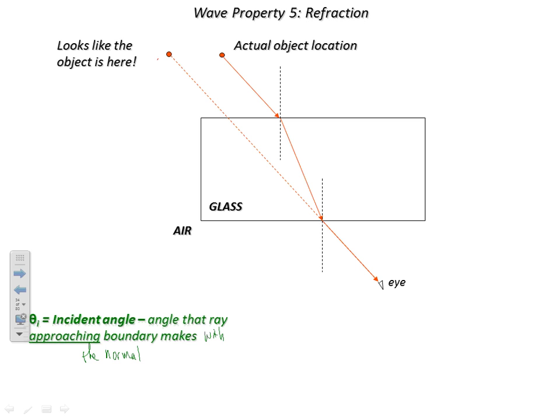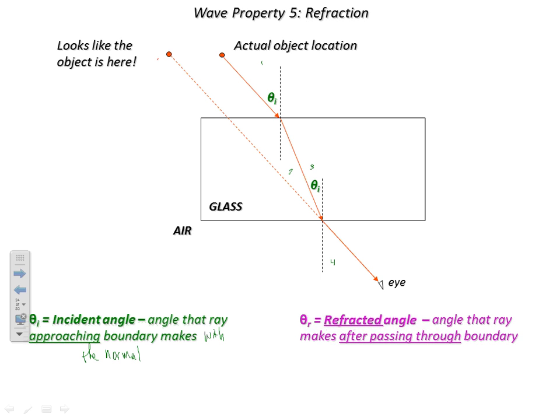All right, so let's call them angles 1, 2, 3, and 4. Two of them are incident angles. They are angles that an incoming ray makes with a normal as it approaches a boundary. So those are two incident angles, angles 1 and 3. And then the other ones are called refracted angles. And those are angles that a ray makes with the normal after passing through the boundary. And those are those two angles there.